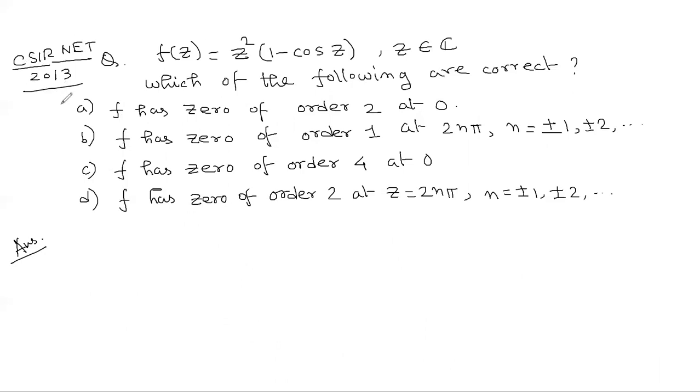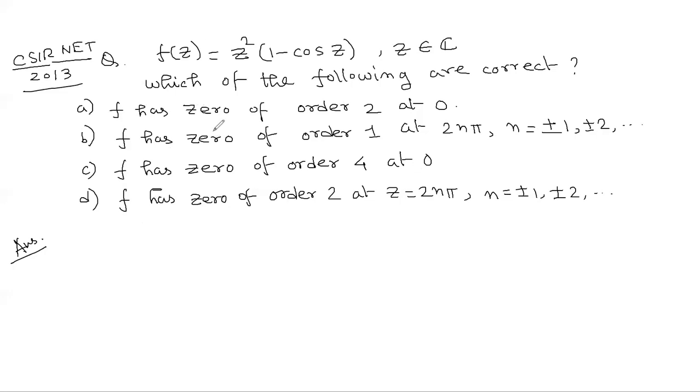Let us try to solve this question. This is a problem from CSIR 2013. Here you can see f(z) is given in this form, z squared times (1 minus cos z). So we have to choose the correct alternatives. The first option is: f has a zero of order 2 at the point 0; f has a zero of order 1 at 2n pi for n belongs to Z; f has a zero of order 4 at the point 0; and f has a zero of order 2 at z equal to 2n pi for n equal to plus minus 1, plus minus 2, etc. So let us go to the solution.